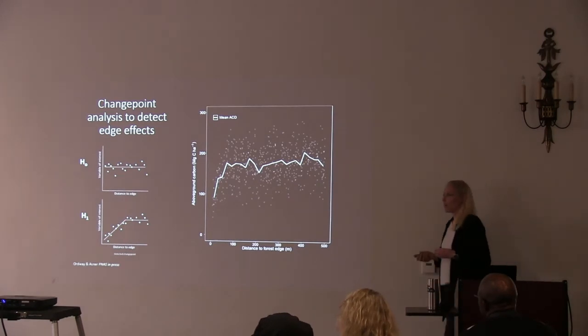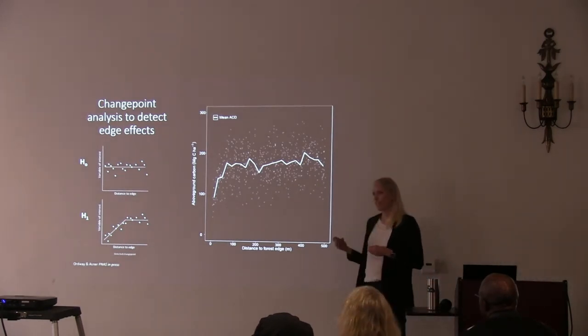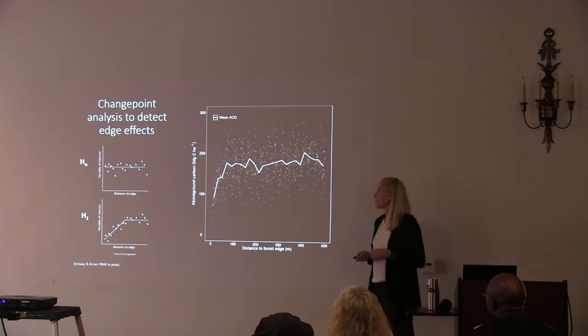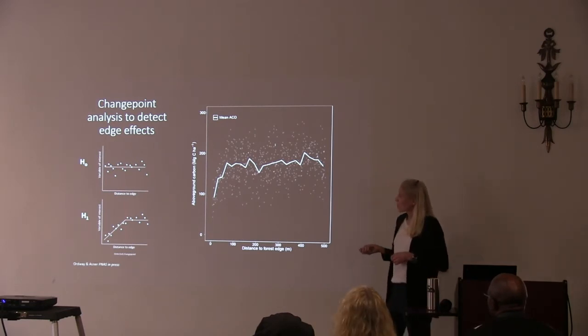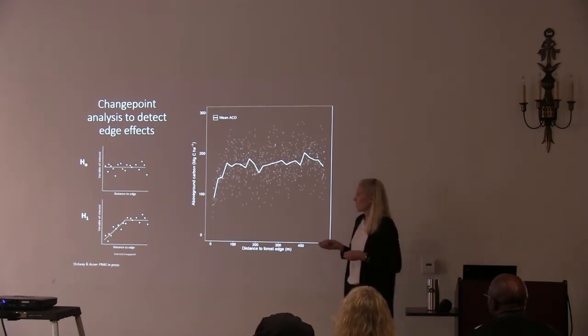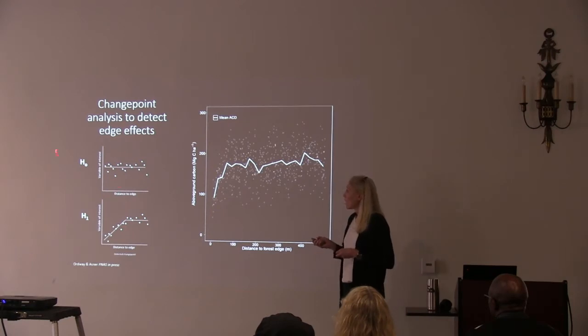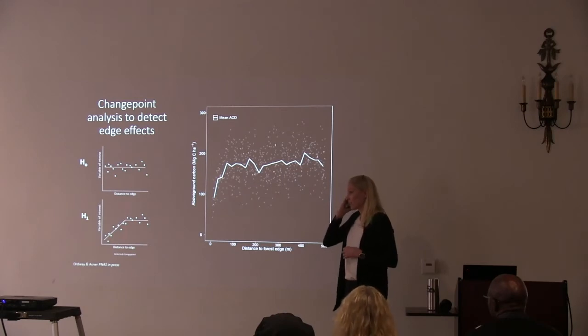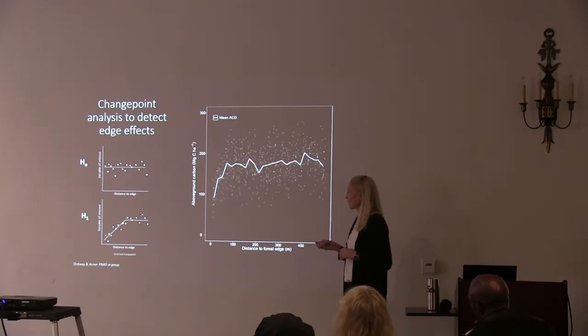So to identify whether edges did significantly affect these different key variables, I used a change point analysis, which is a pretty widely used method in other disciplines. And the null hypothesis here is that if we don't see any sort of edge effect, we would be looking at our variable of interest as a function of distance to edge, and there would be no significant change detected. Whereas if we do see a significant edge effect, we would expect that variable to either decline or potentially increase as a function of distance to edge.